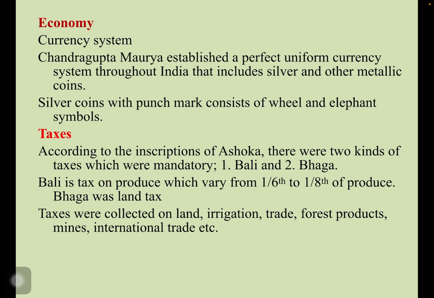Currency system. Chandragupta Maurya established a perfect uniform currency system throughout India that includes silver and other metallic coins. Silver coins with a punch mark consisted of wheel and elephant symbols.